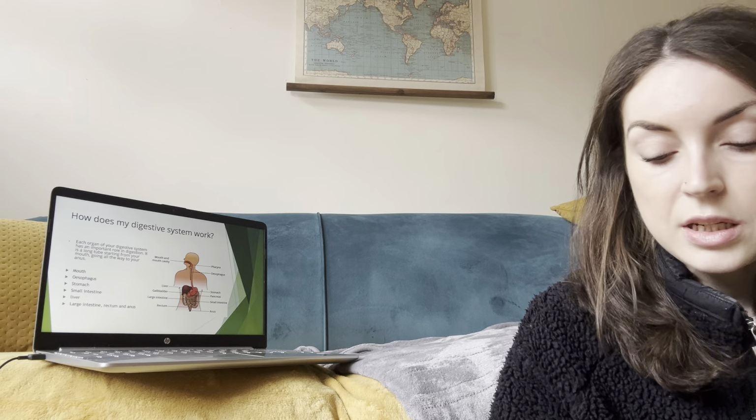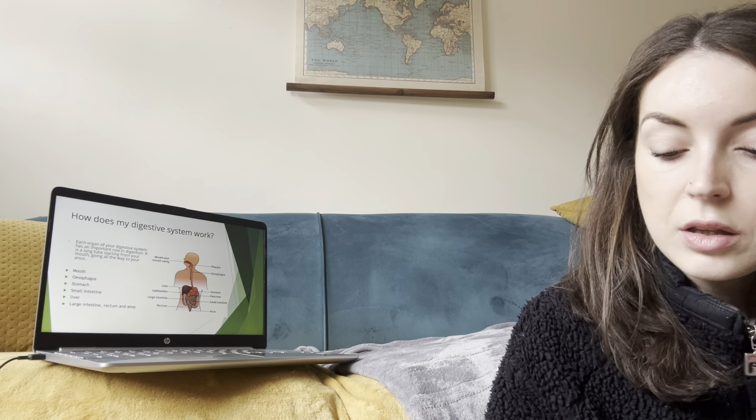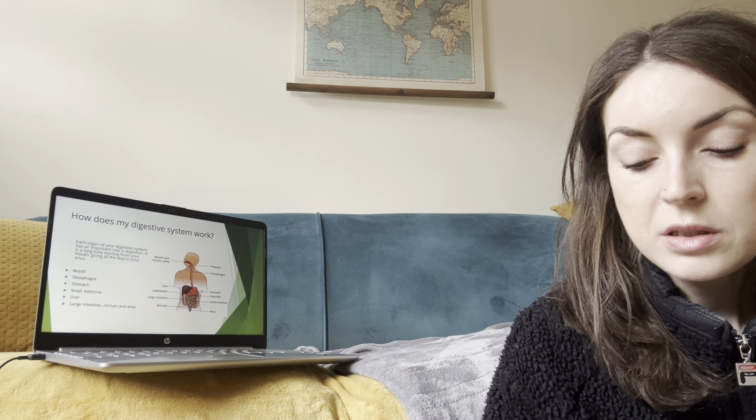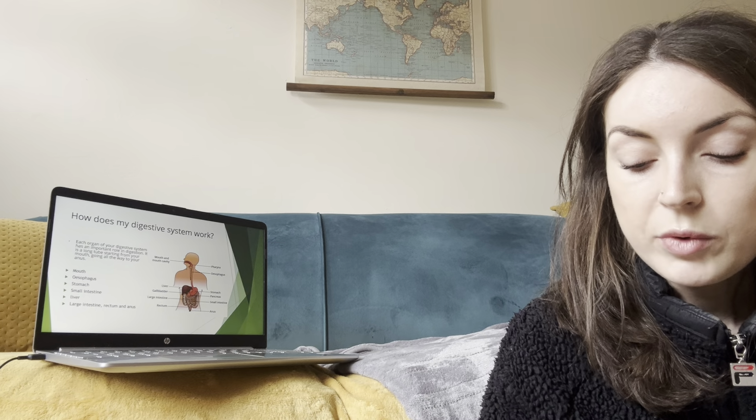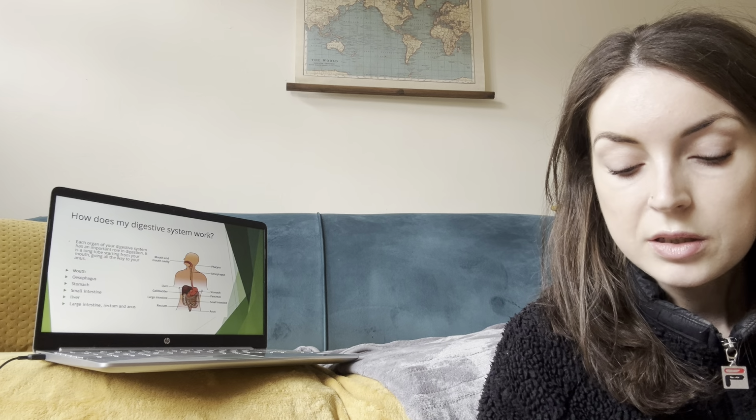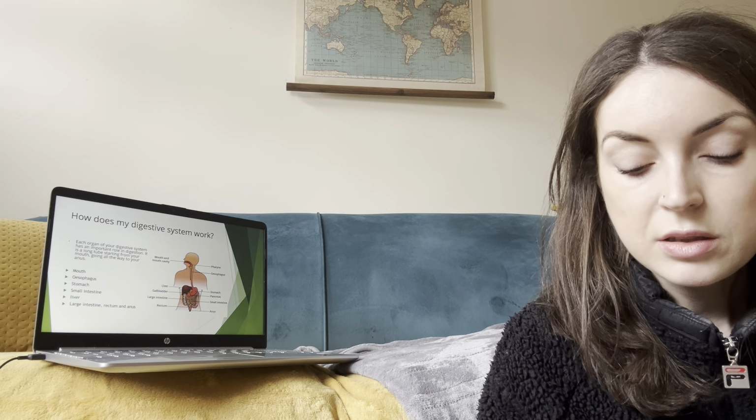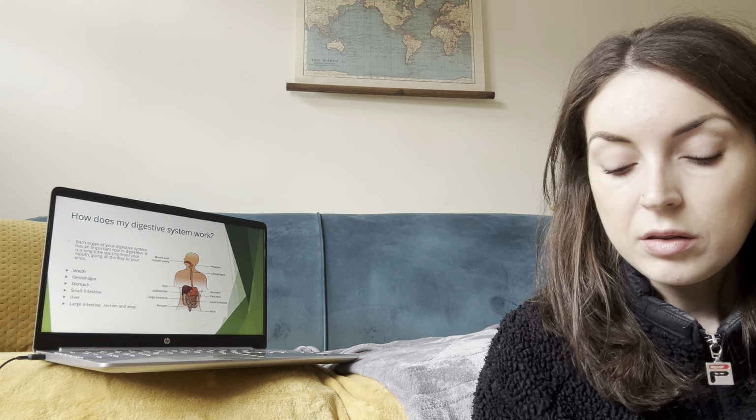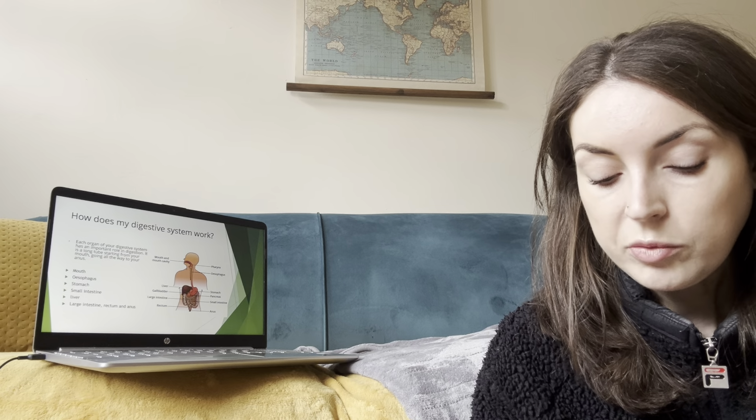The large intestine, rectum, and anus. Your large intestine absorbs water, minerals, and vitamins. Undigested fibre is mixed with mucus and bacteria, which breaks down some of the fibre to keep the large intestine healthy. Solid bowel movements are then formed and stay in the last part of the large intestine, which is the rectum, before leaving the body through the anus as a bowel movement.